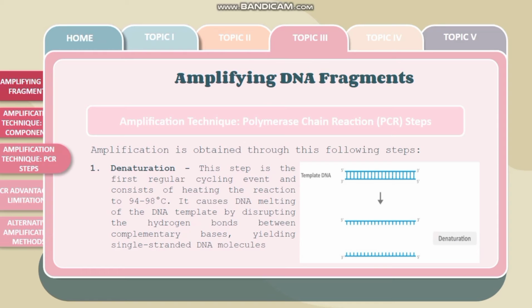Now let's go to the three major steps of the PCR technique. These are the denaturation step, annealing, and extension or elongation step.